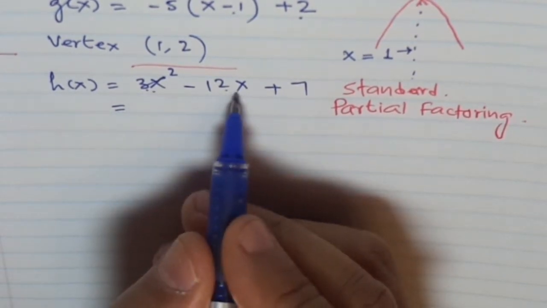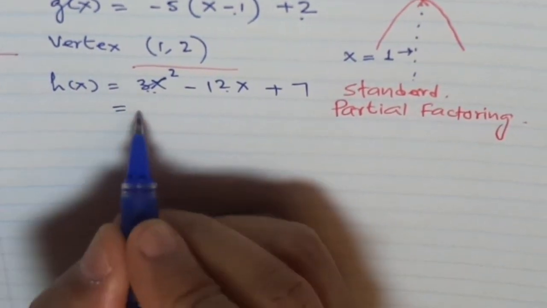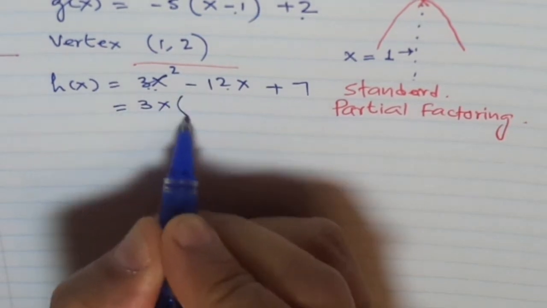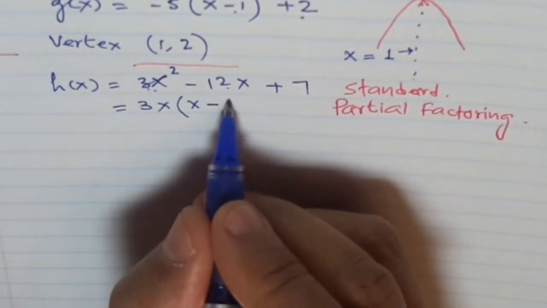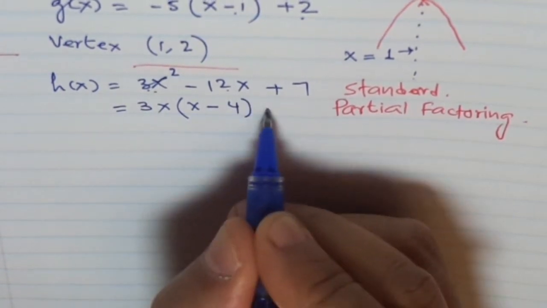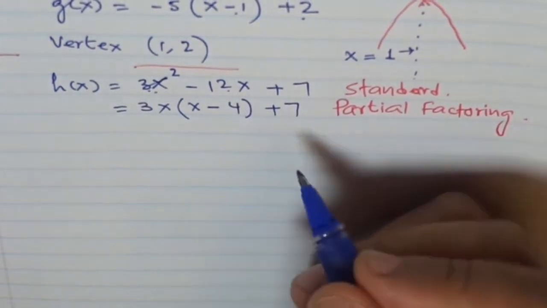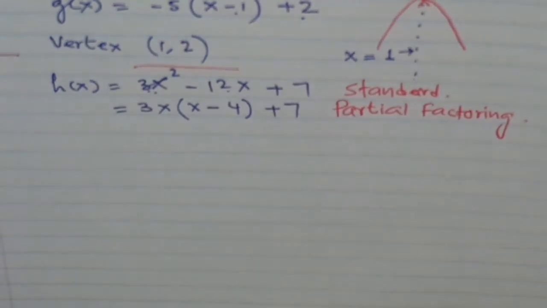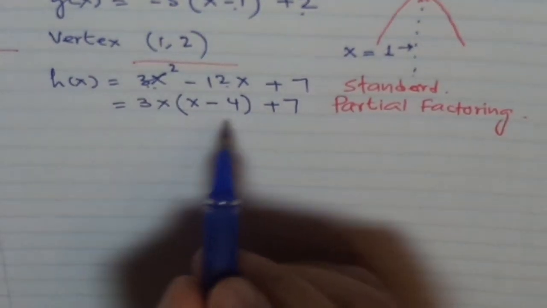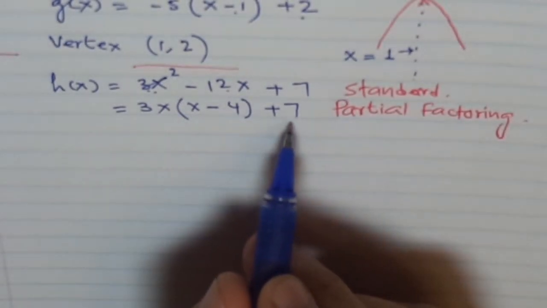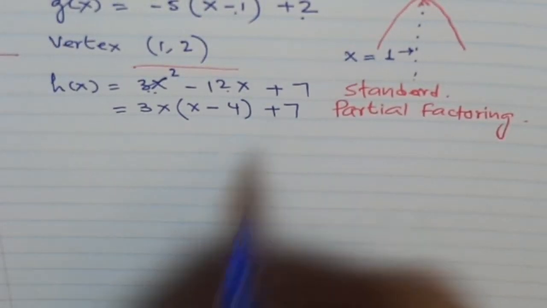Here, what can you factor out? You can factor 3x. So we get 3x, and then you're left with x here, minus 12 divided by 3 is 4, right? x and x cancel out, and you get 7. Correct? This is what you get. Now, the first term is the term with the x, and the last term is a constant 7.